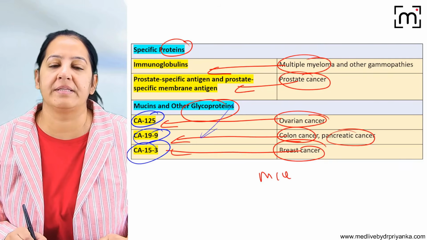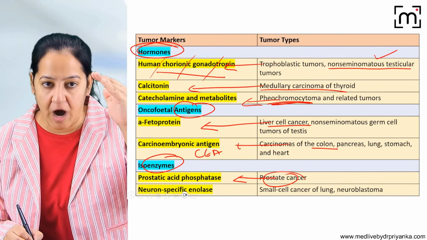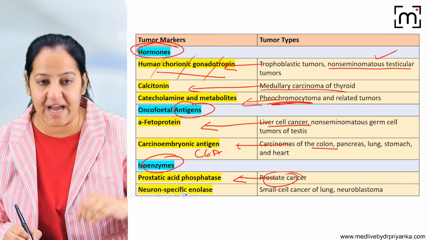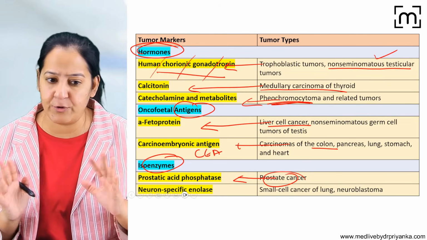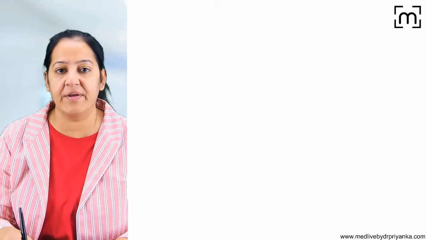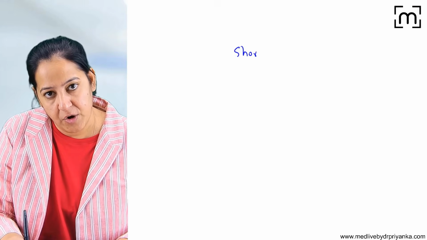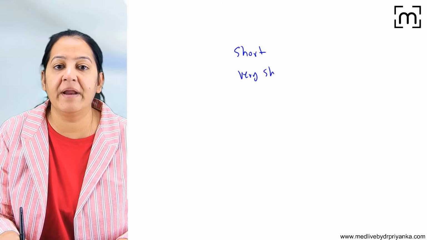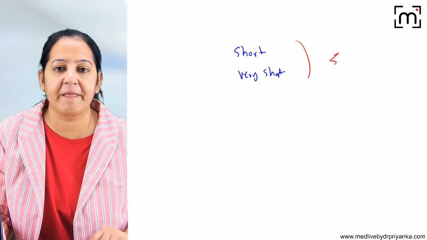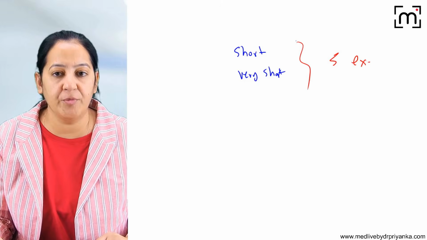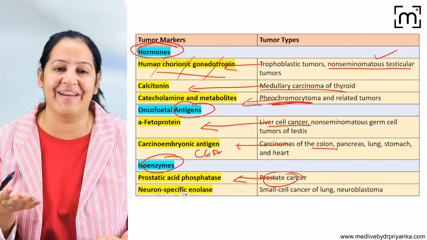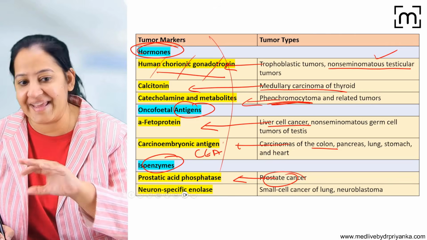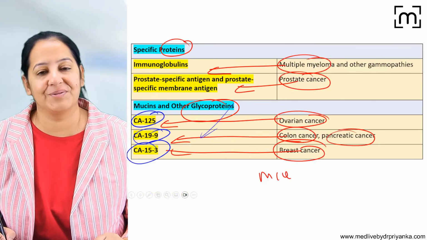So these are glycoproteins. So learn a few examples, a few among hormone, a few among antigen, a few among enzyme, a few among protein, and a few among glycoprotein. Divide them and learn at least 5 to 10 examples. So you may be asked in your exam as a short question or a very short question, enumerate 5 examples of tumor markers, enumerate 10 examples of tumor markers like that. So you should be able to enumerate the tumor marker with the corresponding cancer. So that is the tumor marker. That's all about it.